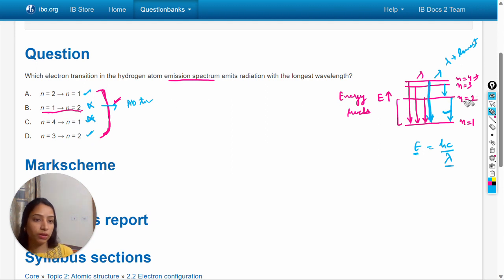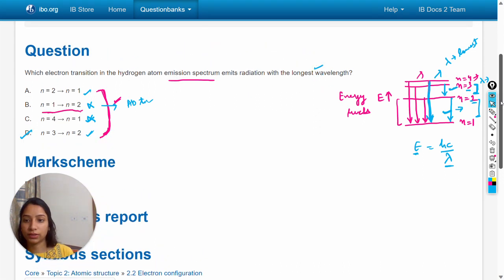And now we will compare these blue lines. n is equal to 3 to 2. So here the energy gap is less and here the energy gap is more. So this will be of higher energy and this will be of lower energy, and here the wavelength will be more, or we can say the longest wavelength in this case, from n is equal to 3 to n is equal to 2. So the answer should be D option. Let's check the mark scheme. Yes, D option is right.